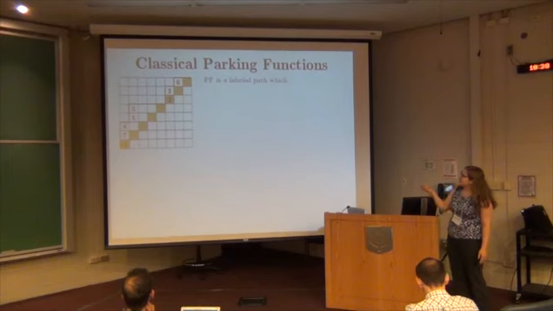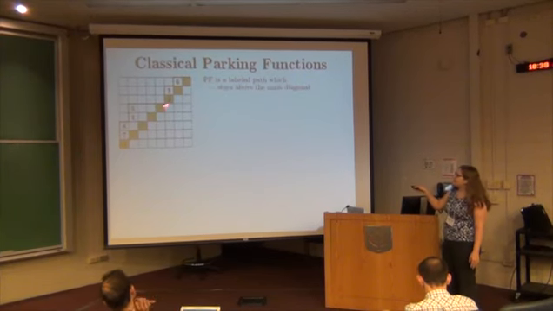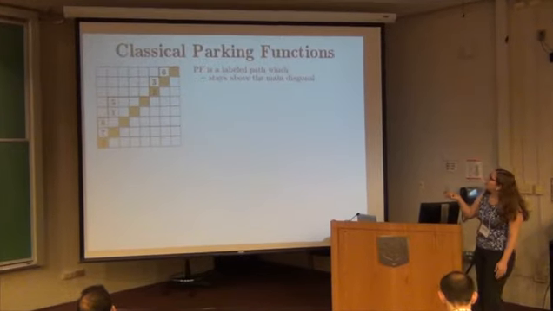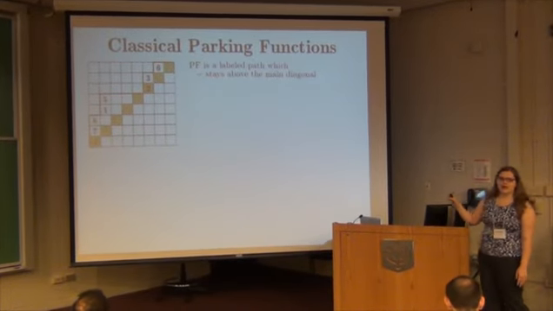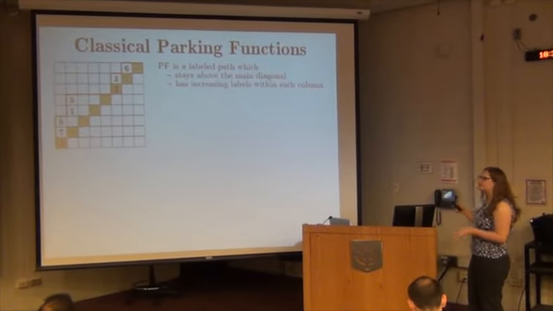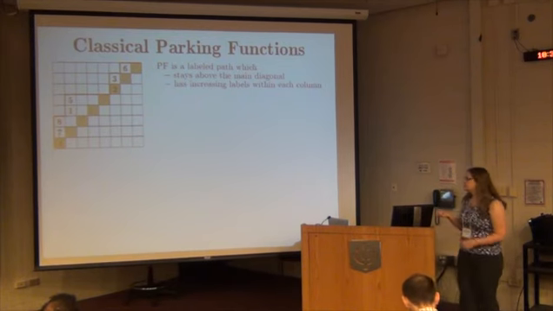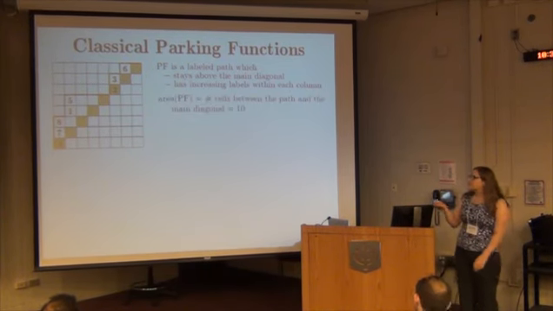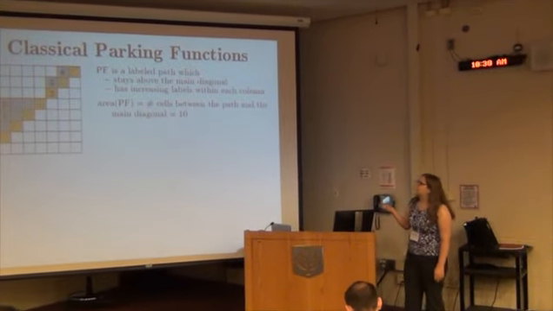This is a parking function. As you can see, it's a labeled path, and it stays above this main diagonal that I have there. Well, it's supposed to be yellow. And the labels are next to north steps in the path. They increase within a column. So those are all the conditions on being a parking function. There are a lot of statistics on parking functions, the most natural of which is area, which is just the number of cells between the path and the main diagonal. In this case, there are 10.